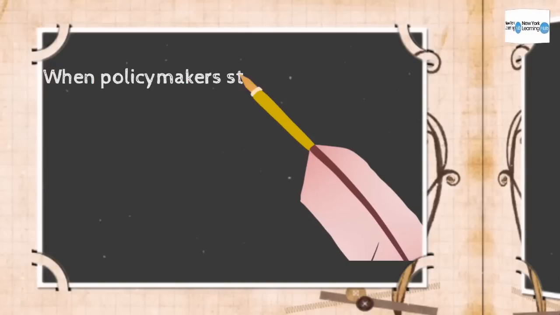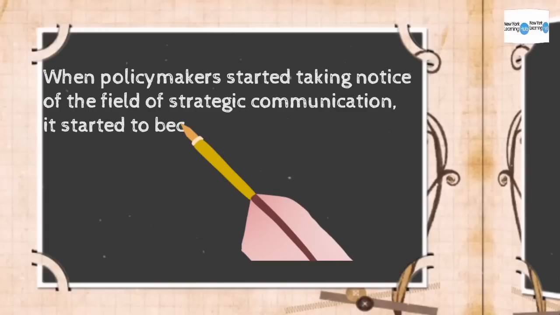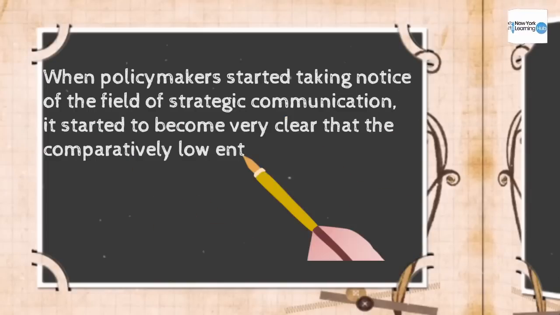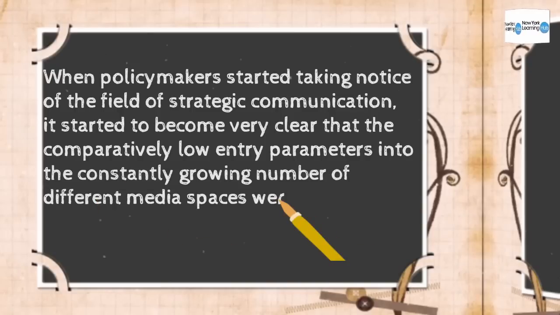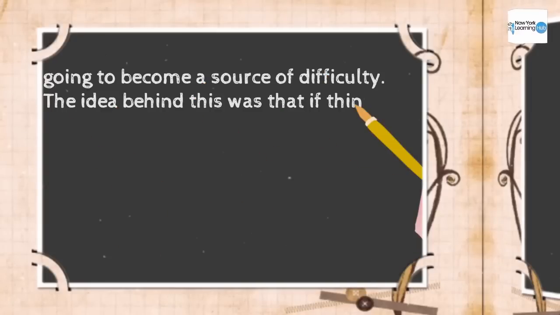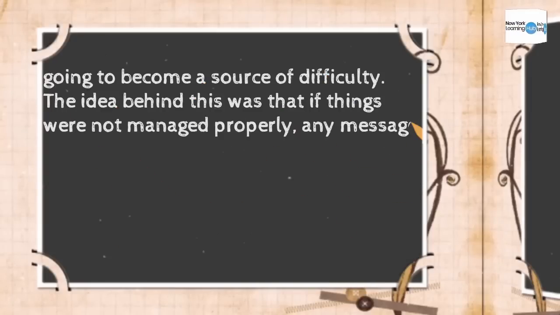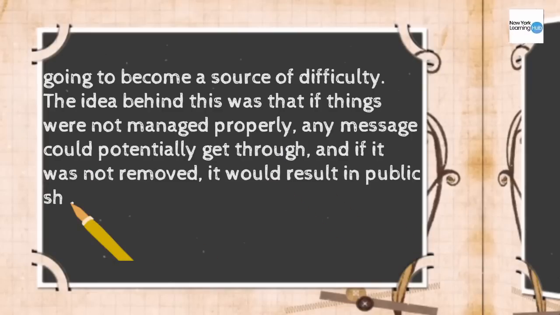When policymakers started taking notice of the field of strategic communication, it started to become very clear that the comparatively low entry parameters into the constantly growing number of different media spaces were going to become a source of difficulty. The idea behind this was that if things were not managed properly, any message could potentially get through, and if it was not removed, it would result in public shame for the organization.